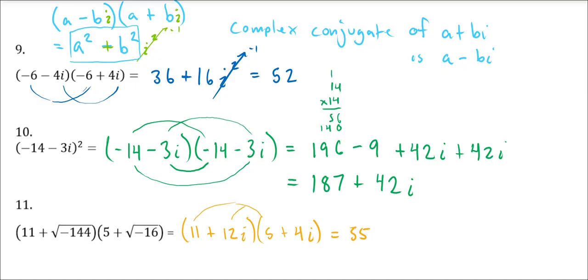We have 12 times 4, that's going to be 48, but we have i times i, making it negative. Then we have 60i, and we have 44i. Subtracting these two gives me 7, and adding these two up gives me 104i.